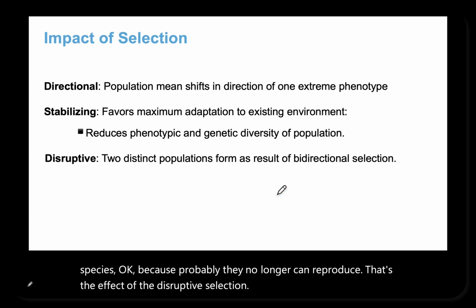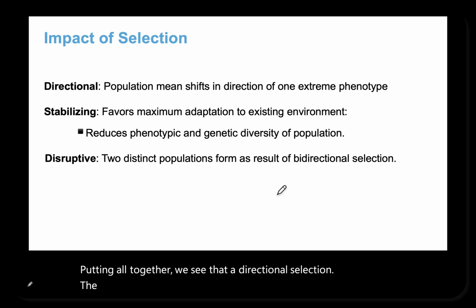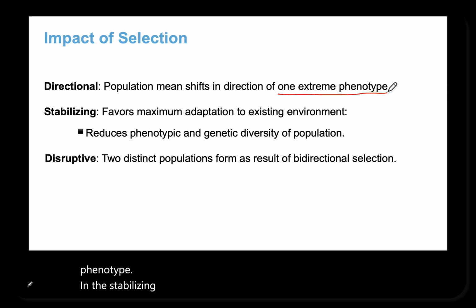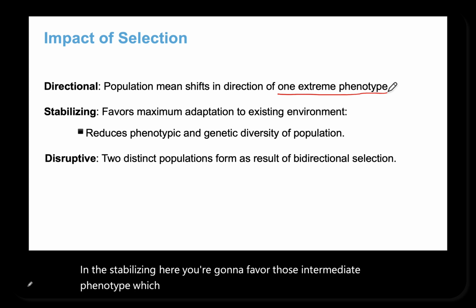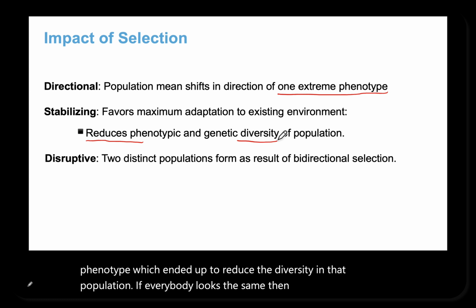Putting it all together, we see that in directional selection, the population will shift to one extreme or the other of that phenotype. In stabilizing selection, you're going to favor those intermediate phenotypes, which ends up reducing the diversity in that population. If everybody looks the same, then diversity is lower in that population.